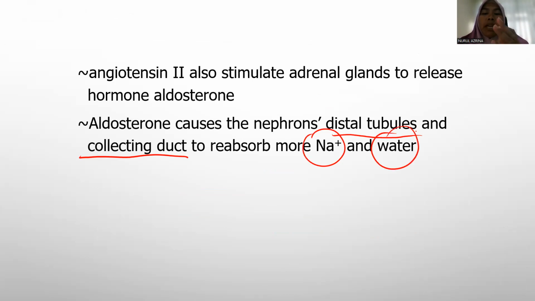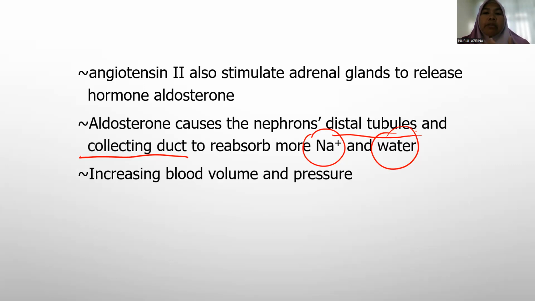Aldosterone causes the distal tubule and collecting duct to be permeable to sodium ion and also water. Thus, there will be more reabsorption of sodium ion and water, which increases blood volume and thus blood pressure. So why is water reabsorbed together with Na+? Remember, Na+ is a solute, so to maintain the osmolarity, or solute concentration, water is reabsorbed together by osmosis.